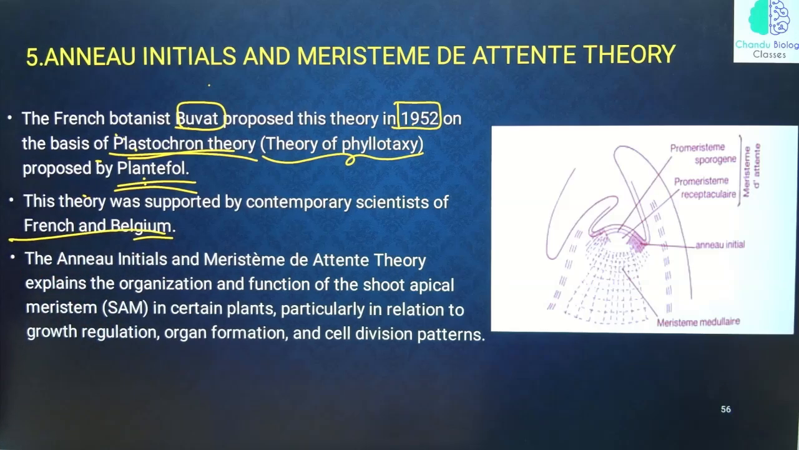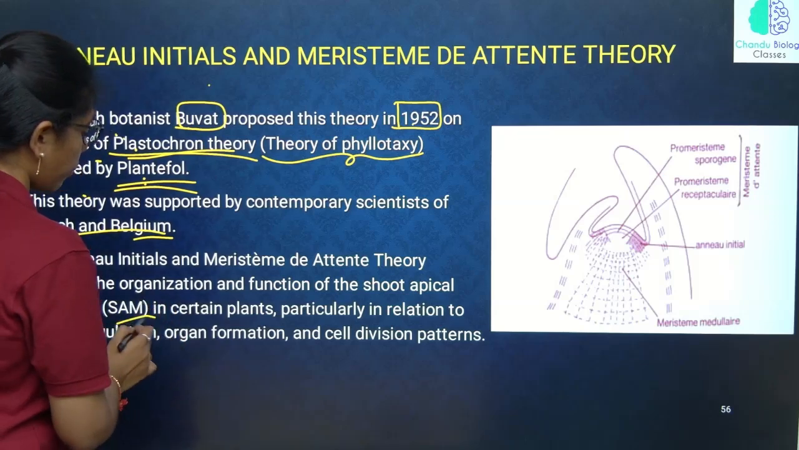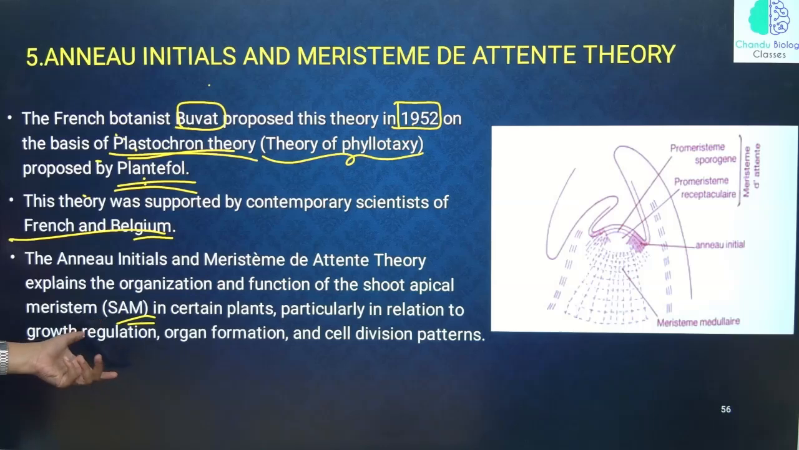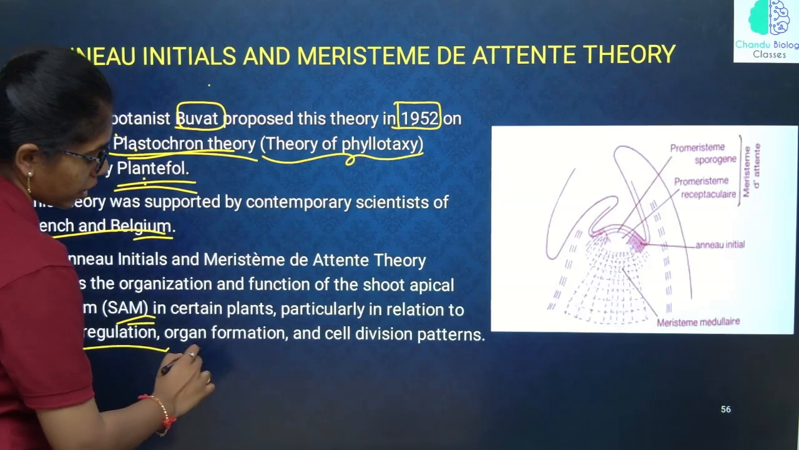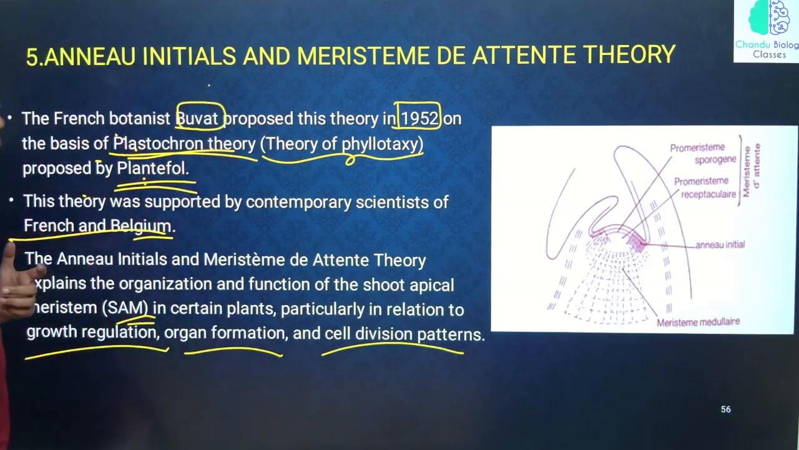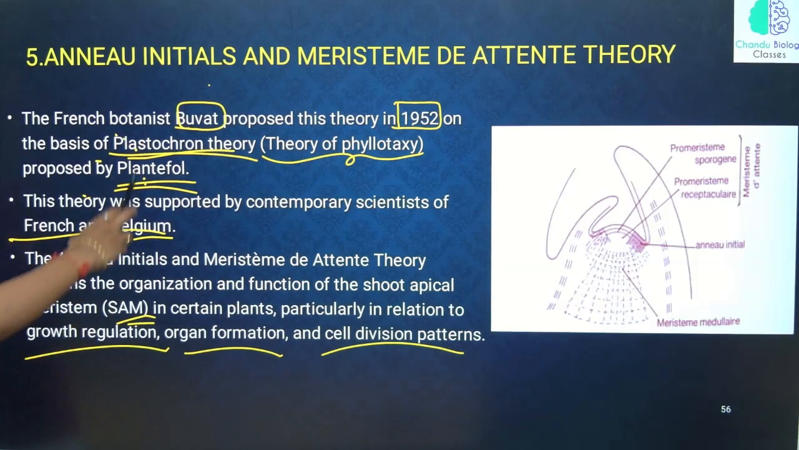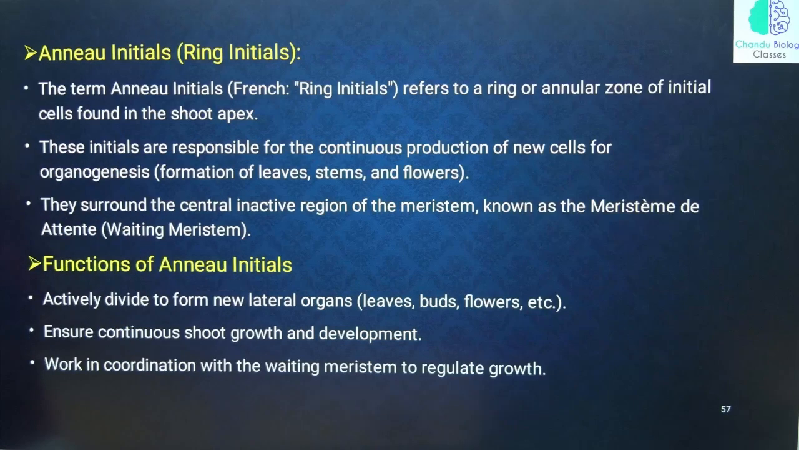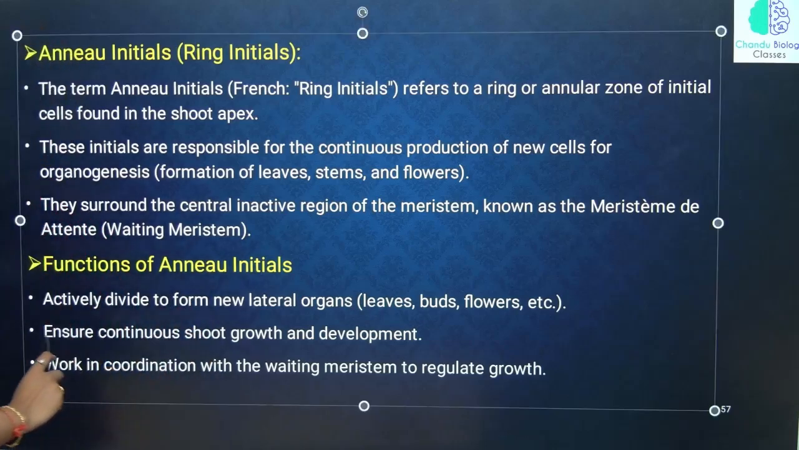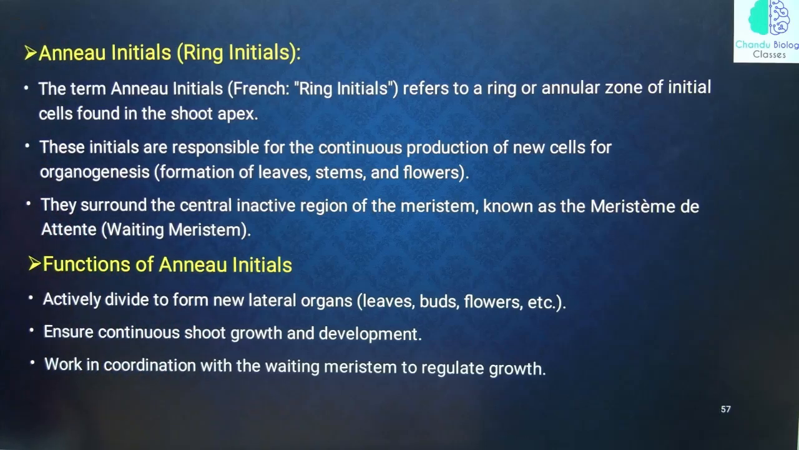The Anneau initials and Meristem d'attente theory explains the organization and function of the shoot apical meristem in certain plants, particularly in relation to growth regulation, organ formation and cell division patterns. All these areas it will cover. Anneau initials are nothing but ring initials, which are found in the annular zone of initial cells in the shoot apex.